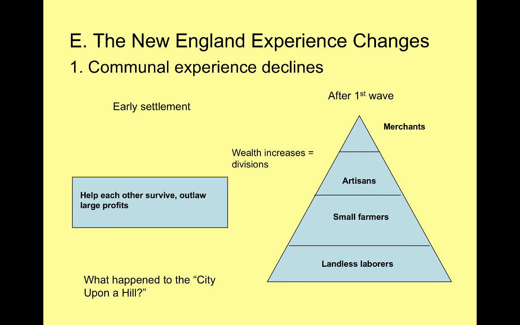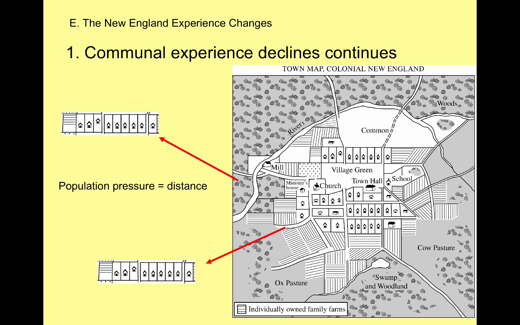What happened to the city upon a hill? Remember, we had talked about the utopian dream, and I had mentioned that just a few minutes ago. This is going to create a lot of anxiety. We are not seemingly all in this together, and community is going away. So the community experience continues to decline.